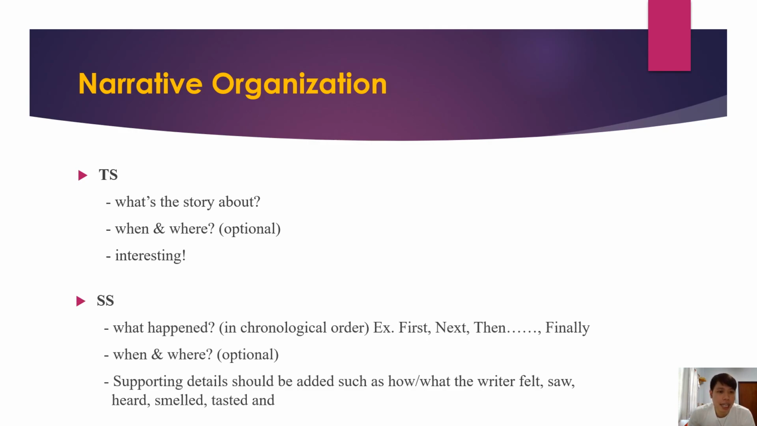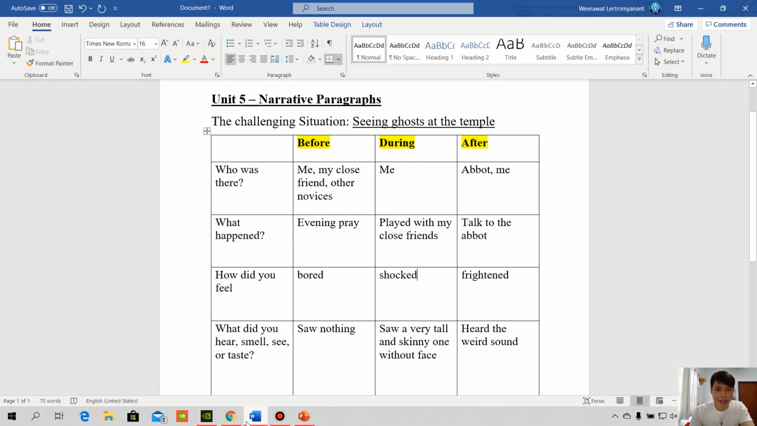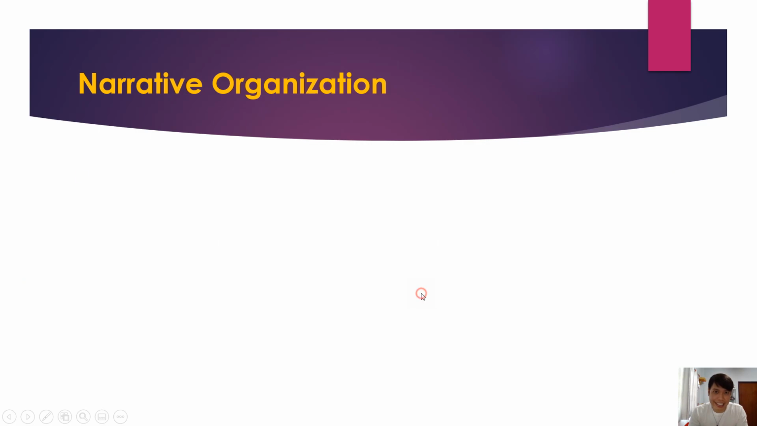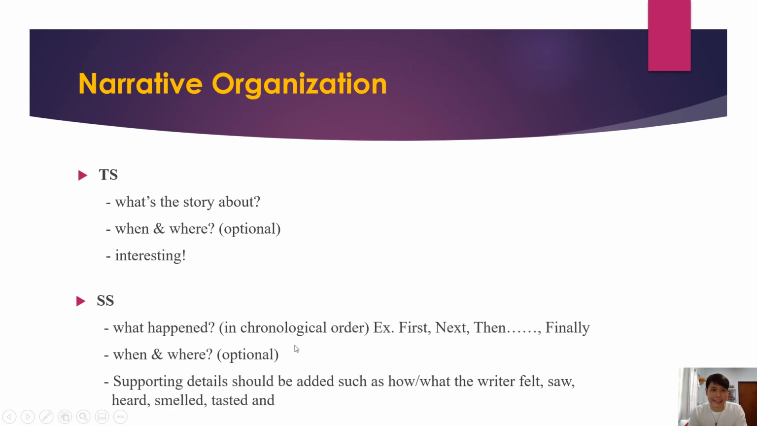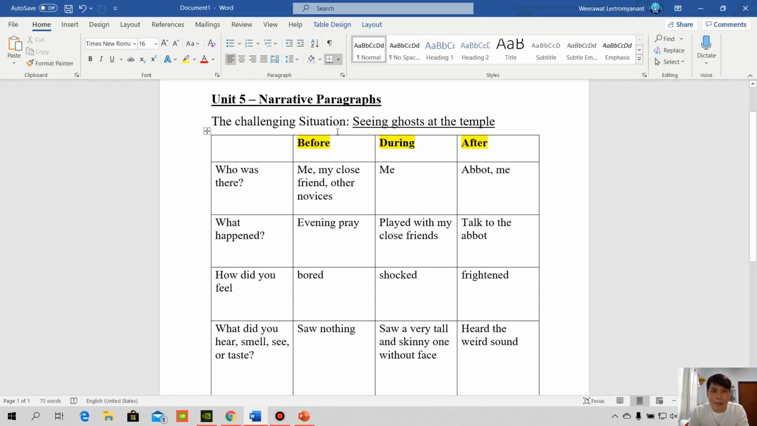The next part is your SS. SS means supporting sentences, so you have to think about what happened. If you still remember this table, as I told you, you can get this information to be your SS. What happened, and you have to arrange it in chronological order: first, next, then. It is right here: before, during, after.